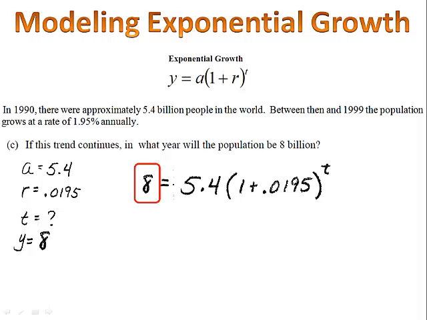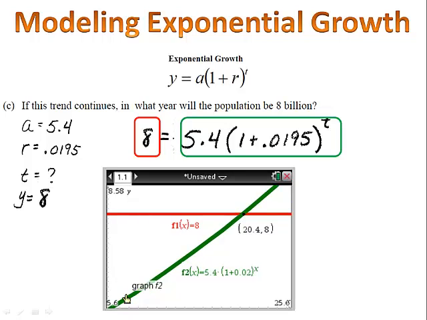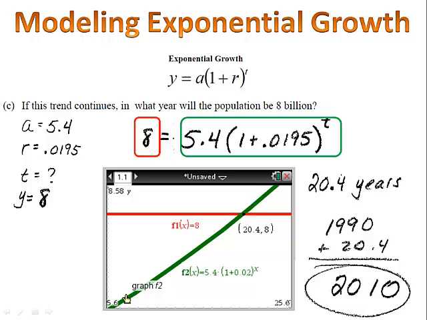We'll take the left-hand side of the equation, 8, and we'll put it into our calculator as our first function, simply 8. We'll take the right-hand side, 5.4 times 1 plus 0.0195 to the x, and we'll plug that in as a second function. I'll zoom so that I can see the graphs, and I'll have something that looks like this. Now, all I have to do is find the intersection of those two graphs, and that will tell me exactly what I have. Notice it says 20.4, 8. That means in 20.4 years, the population will be 8 billion. So in 20.4 years, we're in 1990, we're adding 20.4, it'll be in the year 2010.